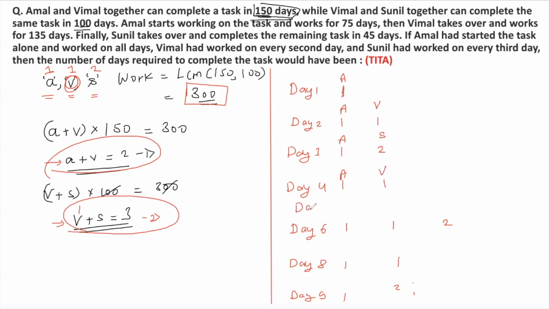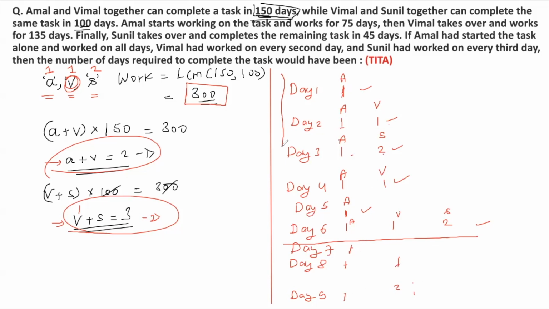Day five, I forgot to write, sorry. Day five, Amal is working again alone, right? And day six, Amal, Vimal, and Sunil, all three are working, right? Up to day six, guys, we have a different pattern every time. One, then one plus one, one plus two, one plus one, one plus one plus two, right? But after this day six, guys, from day seven onwards, if you observe, the same pattern repeats, right? One, two, one, two, right?